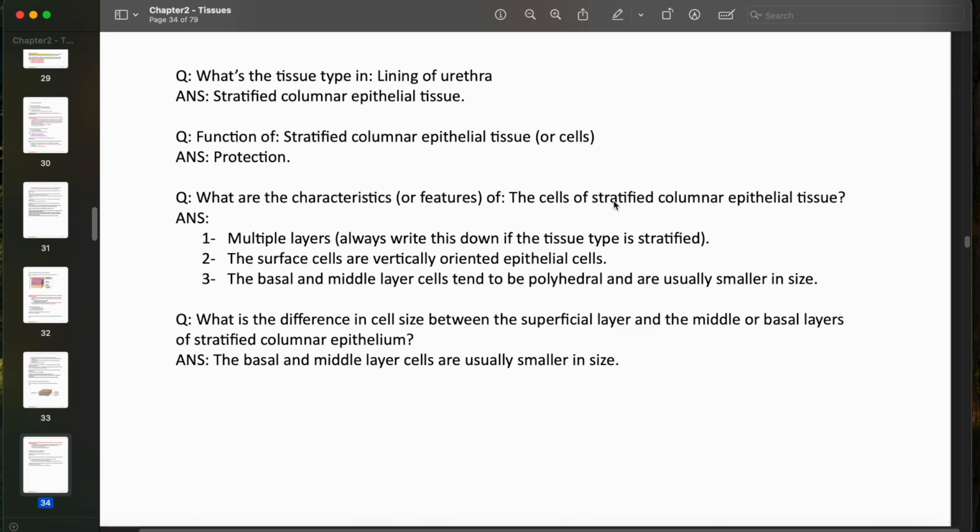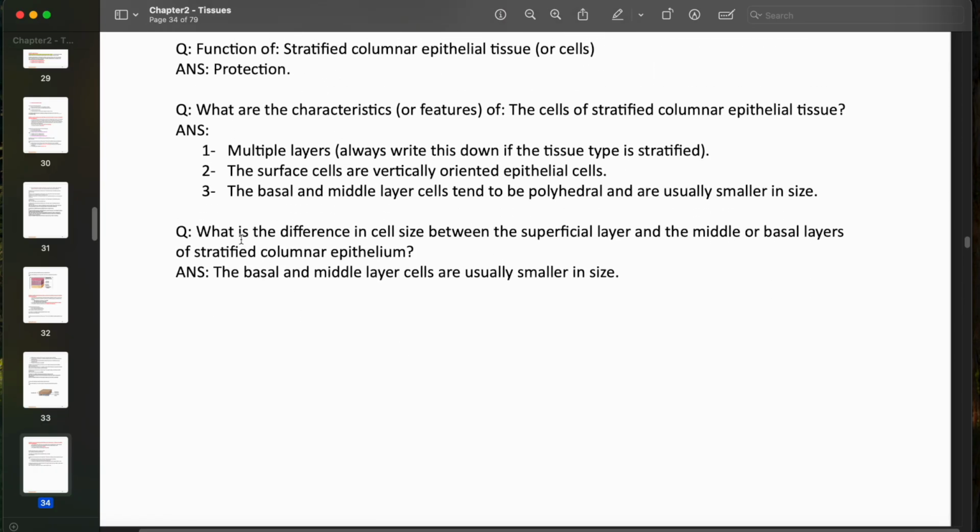Features or characteristics of the cells of stratified columnar epithelial tissue: of course, multiple layers. Always mention this if it's stratified. Surface cells are vertically oriented; basal and middle cells are polyhedral and smaller in size.